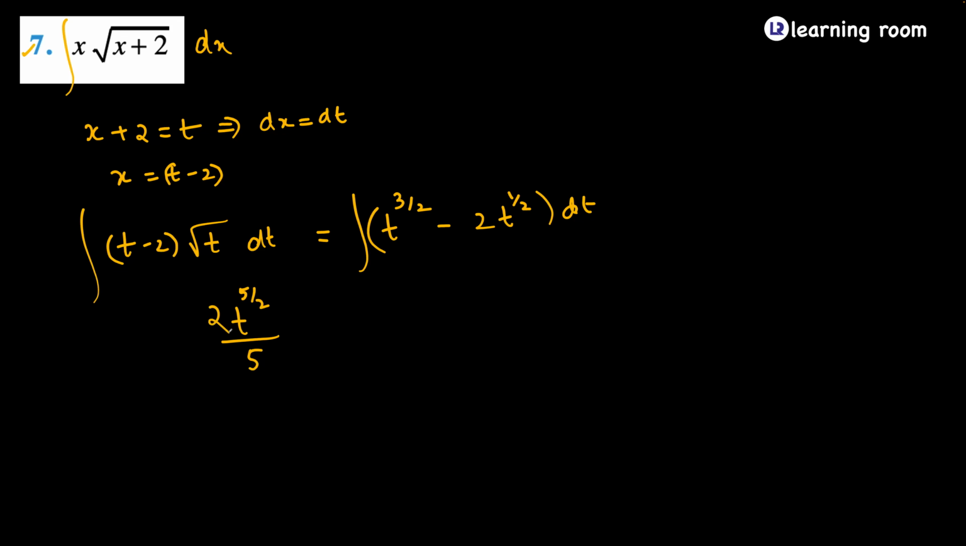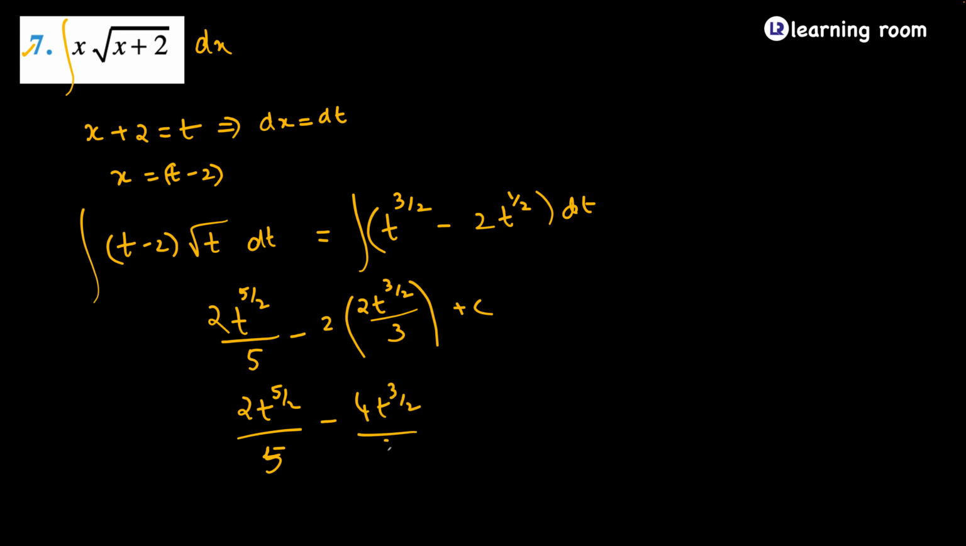So 2 will go to the numerator, minus 2 into integral of t power half, t power 3 by 2 by 3 by 2, and 2 will go to the numerator, plus c. So what will the answer be? 2 times t power 5 by 2, sorry, by 5, minus 4 into t power 3 by 2 divided by 3, plus c.